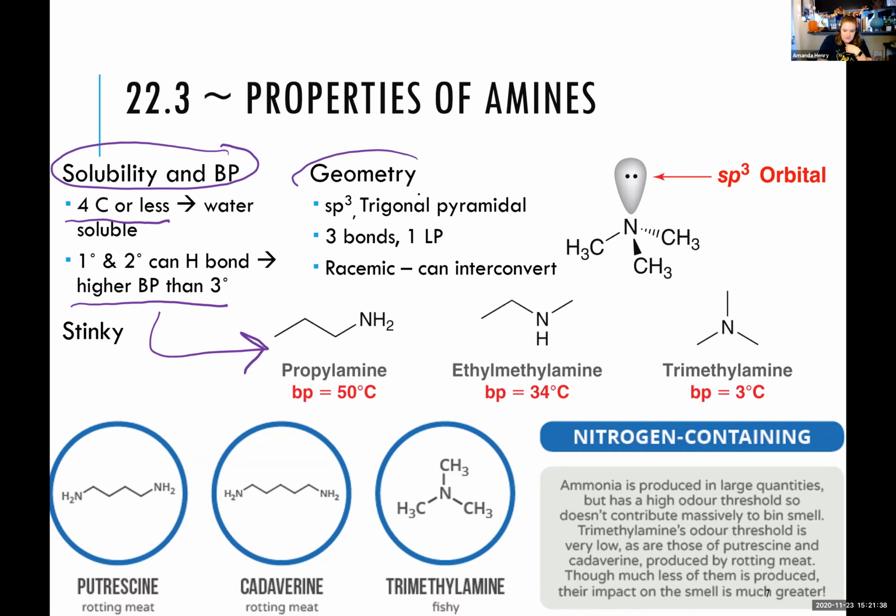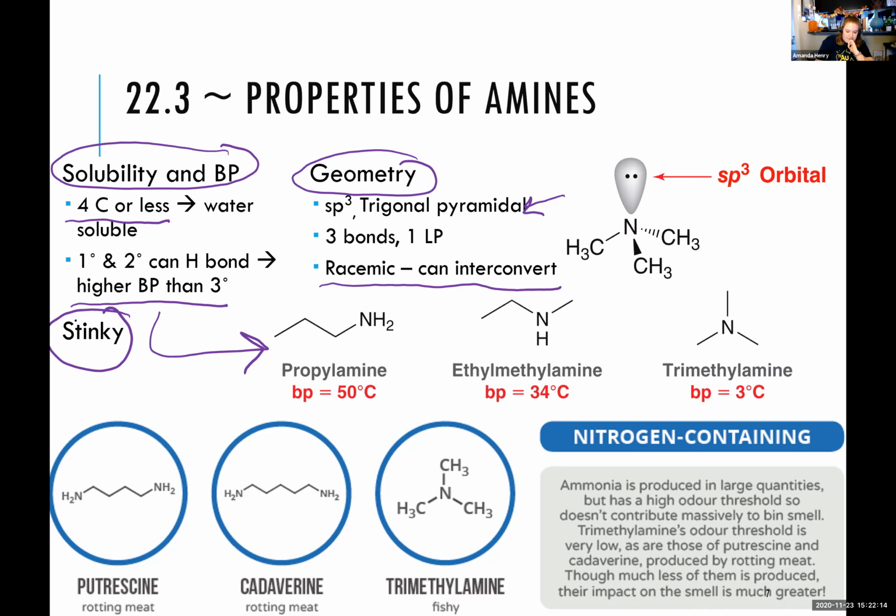Geometry. Our nitrogens have a lone pair, so they fall into the tetrahedral family, but that lone pair puts them in a trigonal pyramidal shape. And even if they have 4 different groups attached to them, they can actually interconvert. They can take their little shape and kind of flip upside down like a broken umbrella. And so they will always be racemic. They don't have one set stereochemistry. And as brought up earlier, they are stinky.